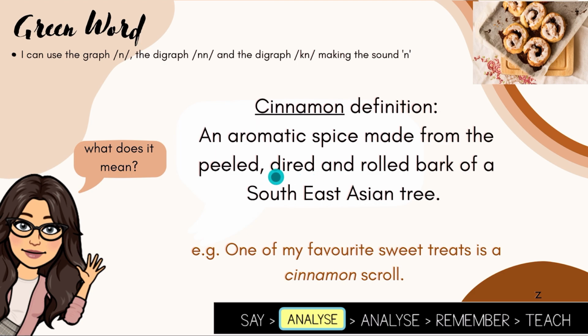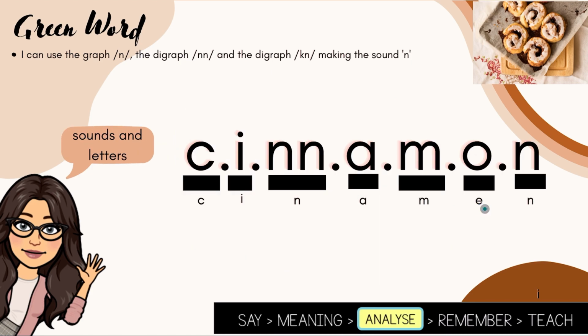And like I said, this should say dried. Again, I have made a little bit of an error here, but it should spell D-R-I-E-D. That was just a spelling error, a typo. Okay, let's look at the sounds and letters. The sounds we can hear are S, I, N, A, M, E, N.